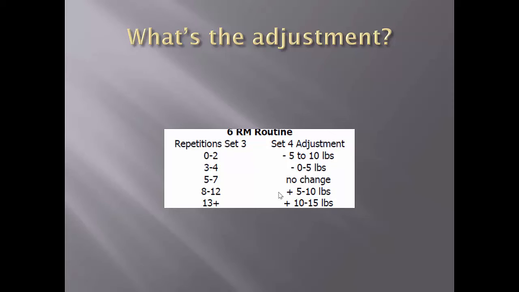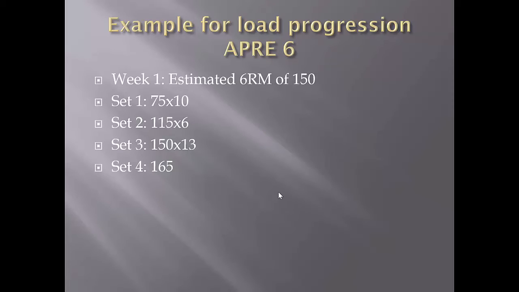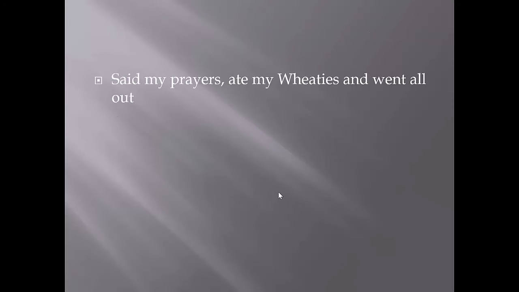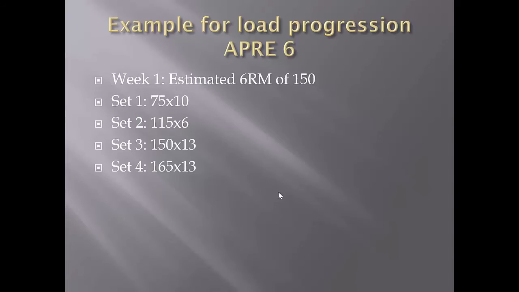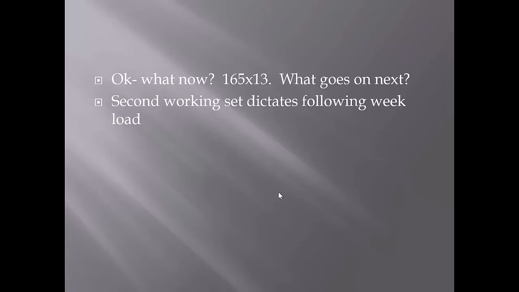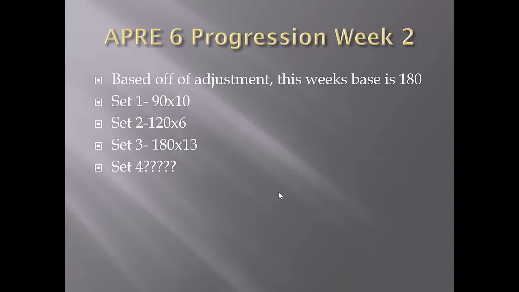I look at my handy-dandy adjustment chart, and I see that I can go 10 to 15 pounds because of doing 13 repetitions. So then I go 165. I said my prayers, ate my Wheaties, Hulkamania live forever. I went all out, and I got 13 reps again. I look back at my adjustment chart, and I know that my following week is based off of this set. So I go up again 10 to 15 pounds. So I'm going off of 180.